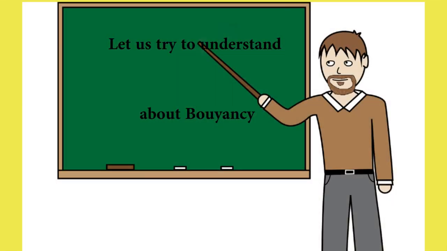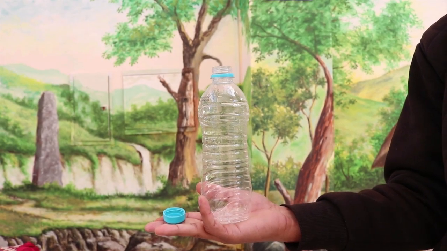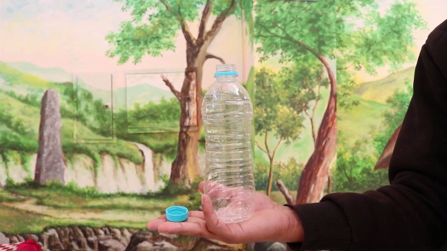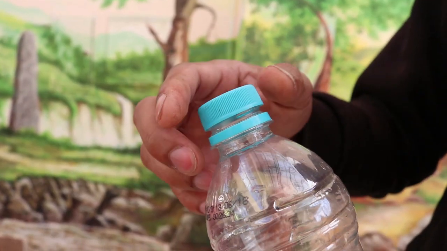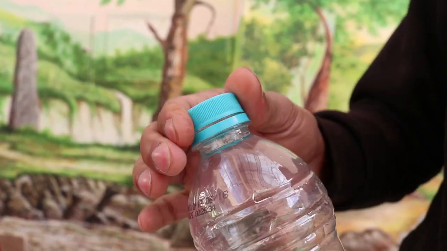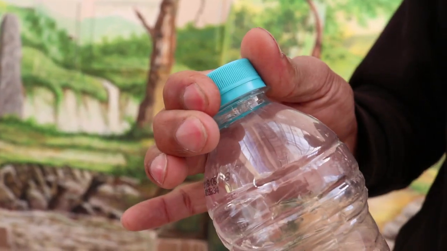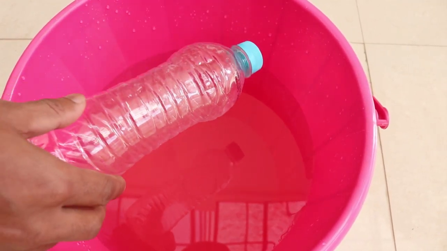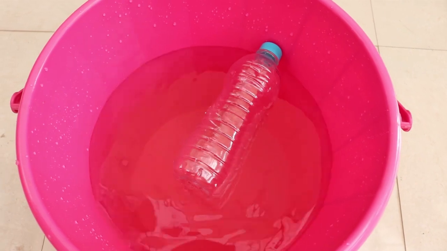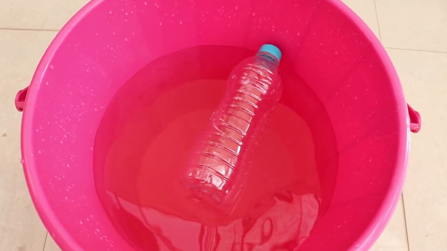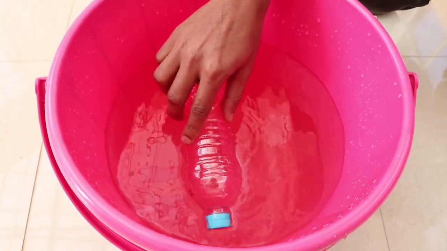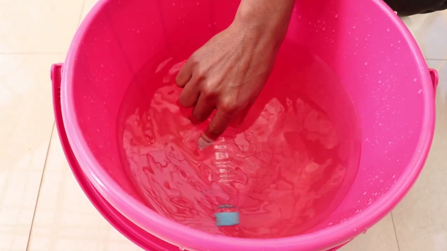Let us try to understand buoyancy by doing an activity. Take an empty plastic bottle. Close the mouth of the bottle with an airtight stopper. Put it in a bucket filled with water. You see that the bottle floats. Push the bottle into the water. You feel an upward push.